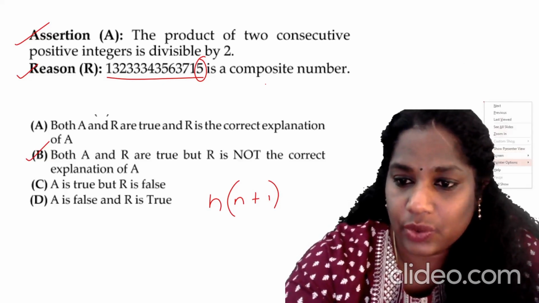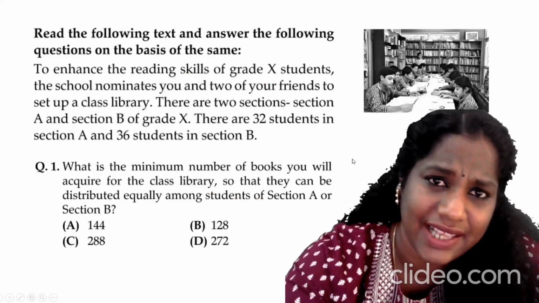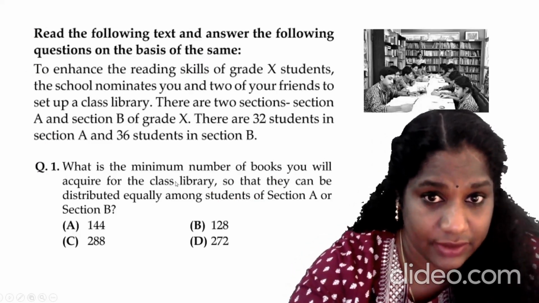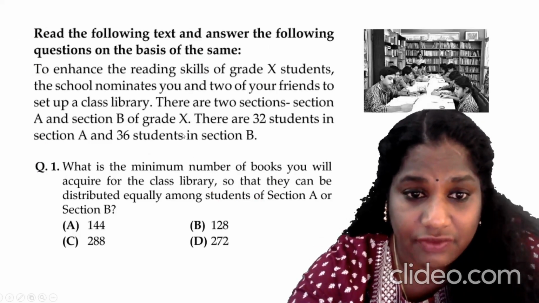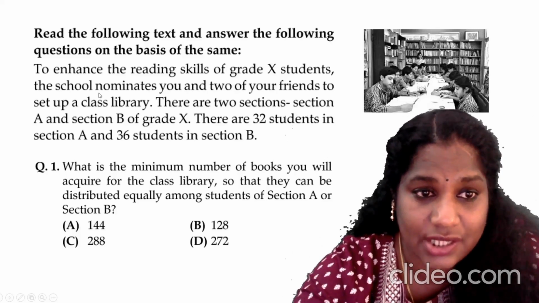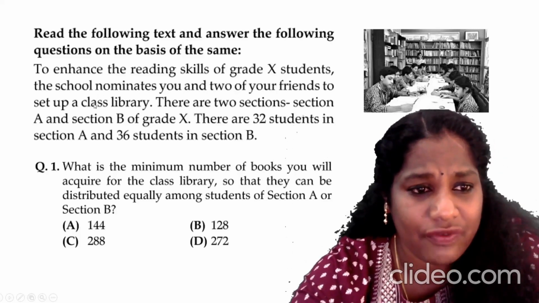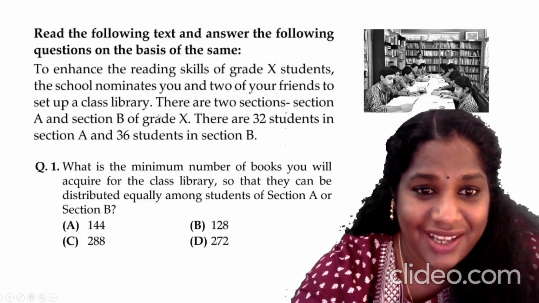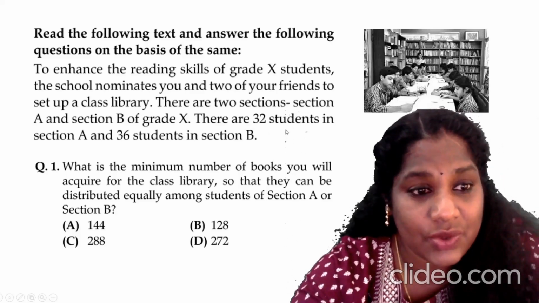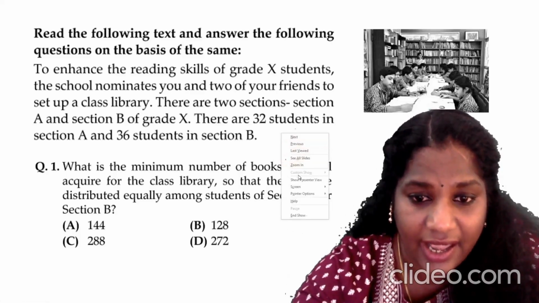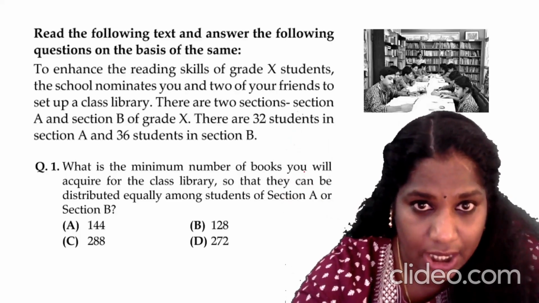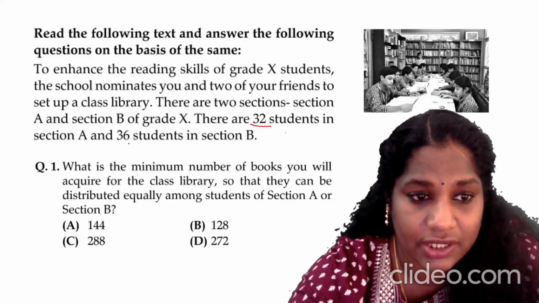Now we will go to the next question, which is case-based questions. Very, very simple. Read it very carefully. You get a lot of information from this paragraph. To enhance the reading skills of grade 10 students, the school nominates you and 2 of your friends to set up a library. There are 2 sections, section A and B of grade 10. There are 32 students in section A and 36 students in section B. So this is the information that we have.